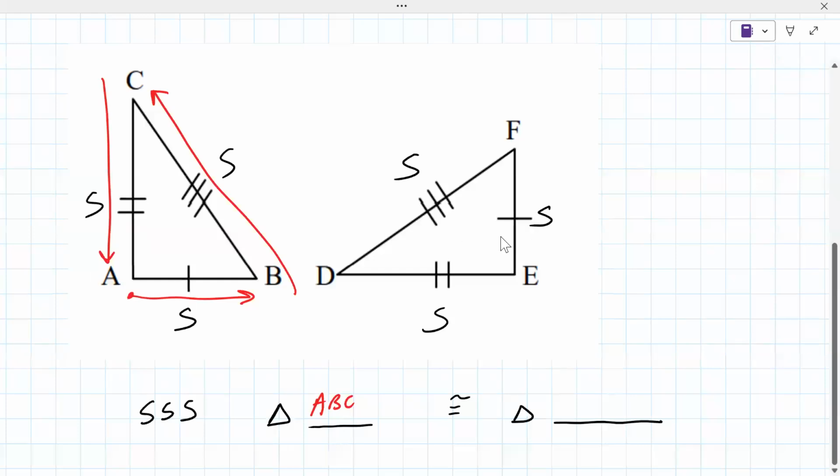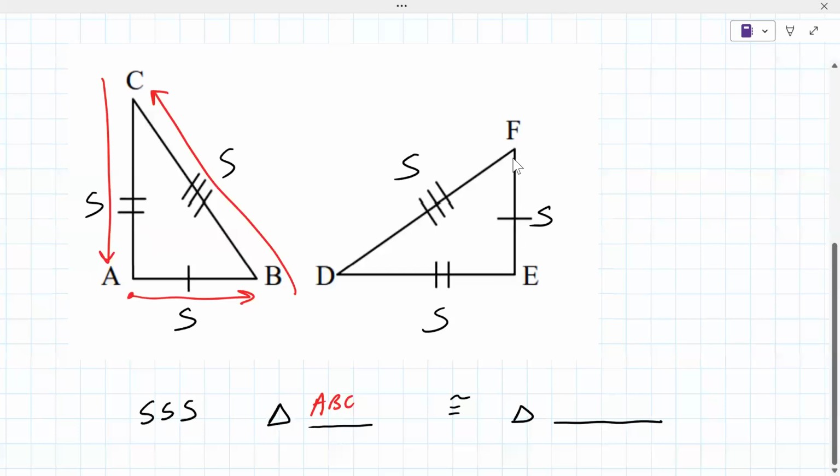Do you always have to start here? You can start wherever you want, but you have to be consistent. Meaning, you have to use the same path for both. So E is between the single and the double.